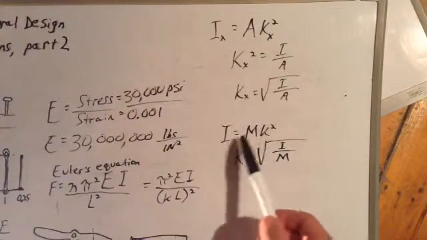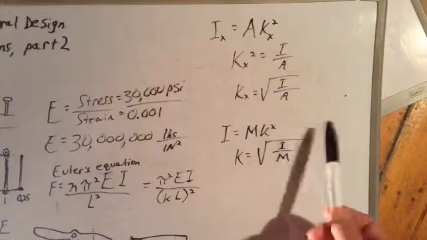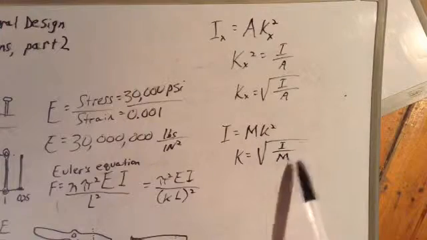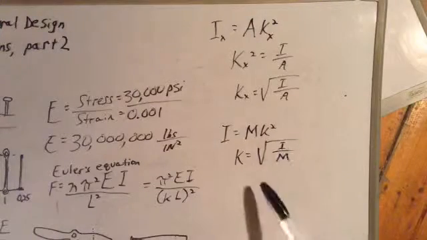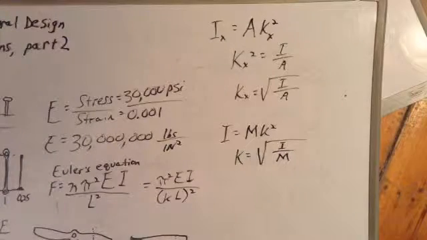And here our mass moment of inertia is going to be in units of kilogram meter squared, something like that. So kilogram meter squared divided by mass, which will be in kilograms, gives you meter squared. The square root of meter squared is going to be meters, so there you go. Mass radius of gyration is also in units of length.